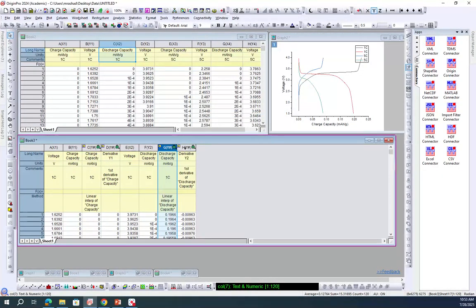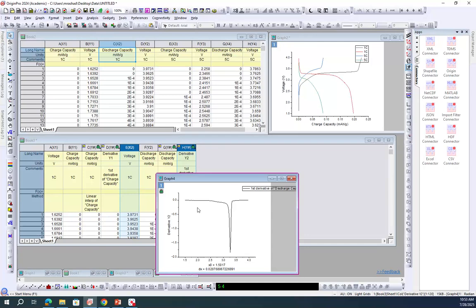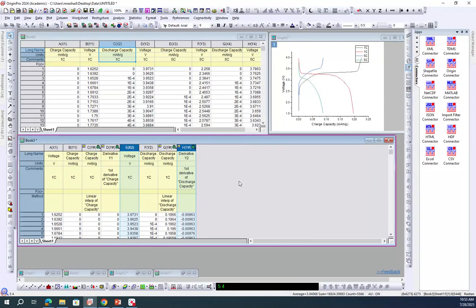Okay, so let's draw this versus voltage for the discharge process. Yeah, it's opposite because this is the discharge process, and for the charge it will be on the top. So I can show you how to draw this one.